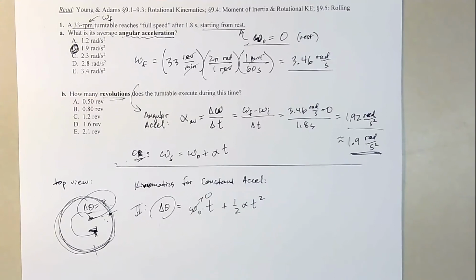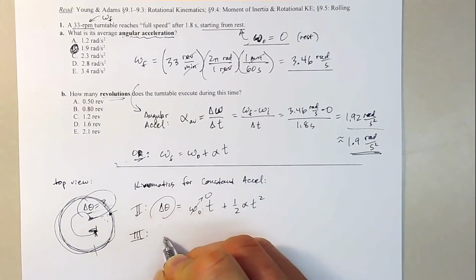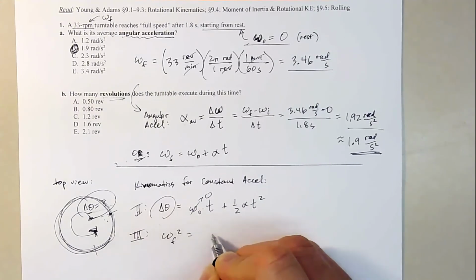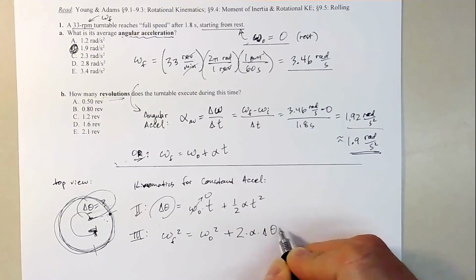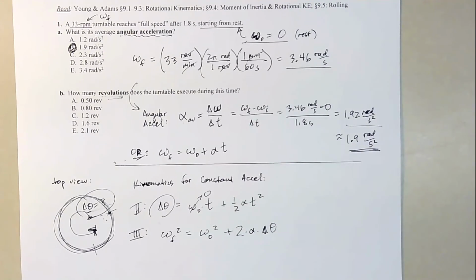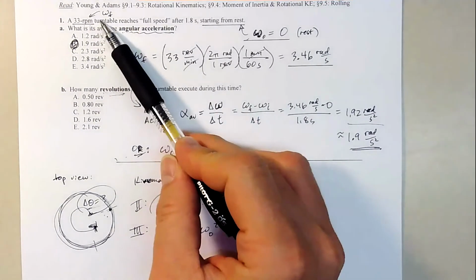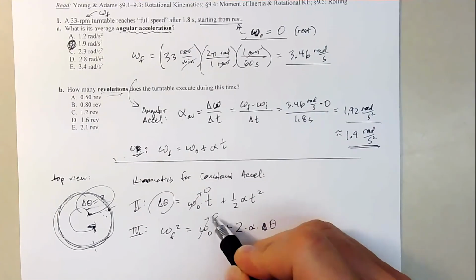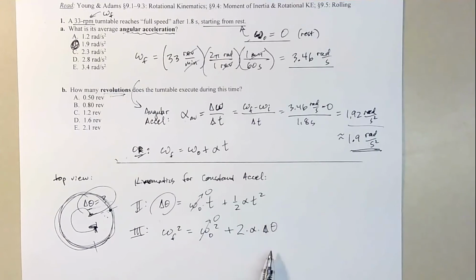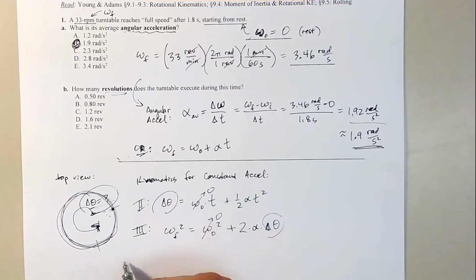The other option would be for us to use equation 3. Or let's take a look and see if that will work. Omega final squared is equal to omega initial squared plus 2 alpha delta theta. I know omega final is 3.46. Omega initial was rest. And alpha, again, I calculated up above. So this one would also work. So either one of these two equations would work just fine. Just for simplicity, let's go ahead and use my first choice, which is equation 2.